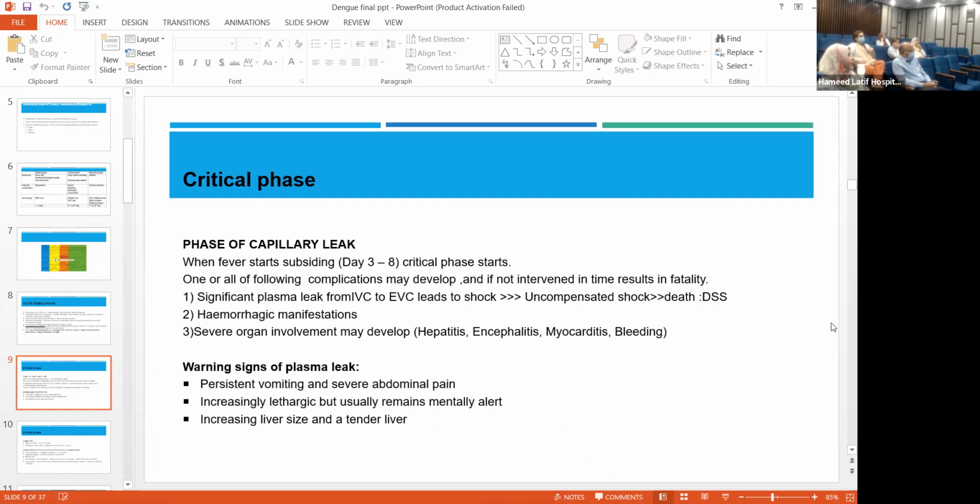The warning signs of plasma leakage are persistent vomiting and severe abdominal pain. The abdominal pain can also be due to ulcers, bleeding ulcers as well. There's increasing lethargy, but the patient remains mentally alert, and the liver size increases and becomes tender.